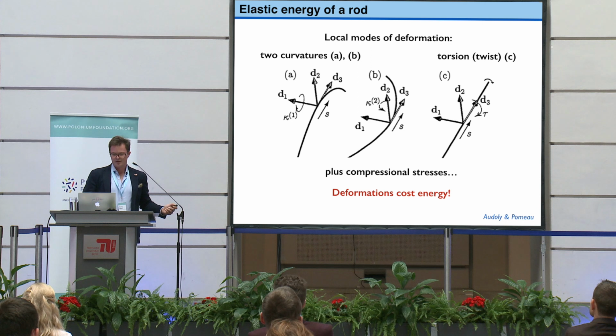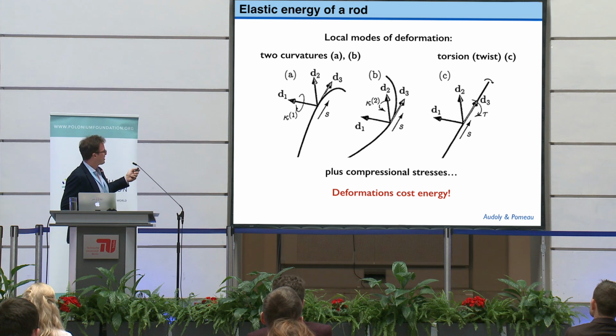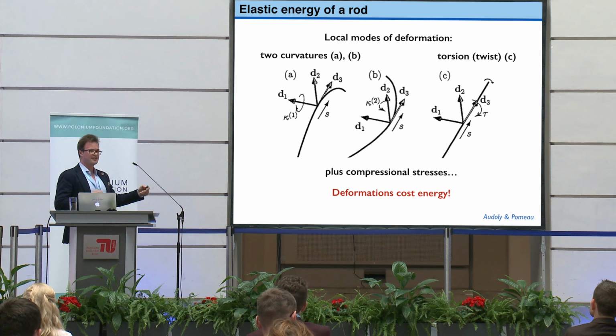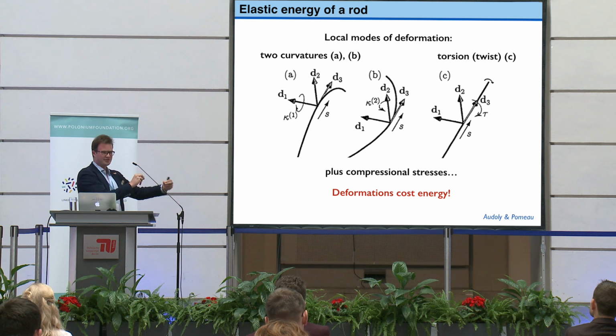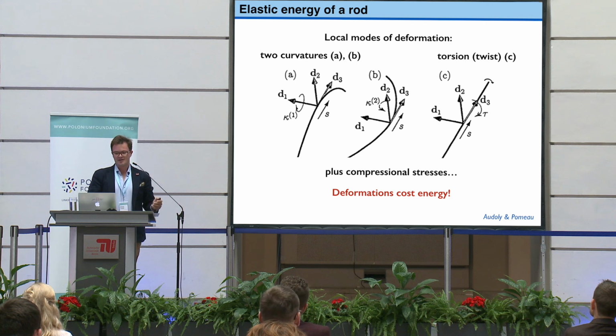And so the main message is that deformations cost energy. If you want to deform an elastic filament, it wants to be straight again. And there are various ways in which you can compress a filament. You can twist it and you can bend it in different directions, and that all costs energy.